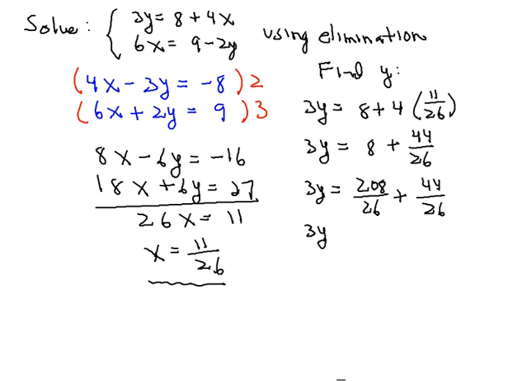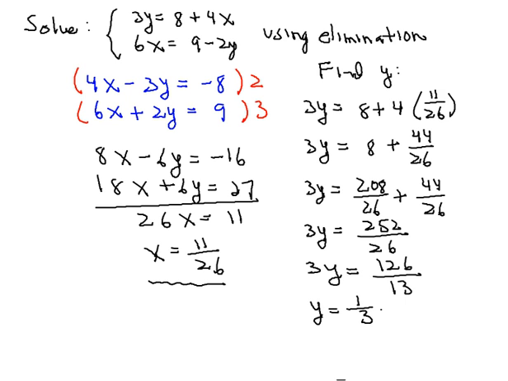So next we have 3y is equal to 252 all over 26. And we can reduce that to 126 all over 13. And then to finish up, what we'll do is multiply each side by 1/3. So we have y is equal to 1/3 times 126 all over 13. And we can do a little reducing here. So 3 will divide into 126 42 times.